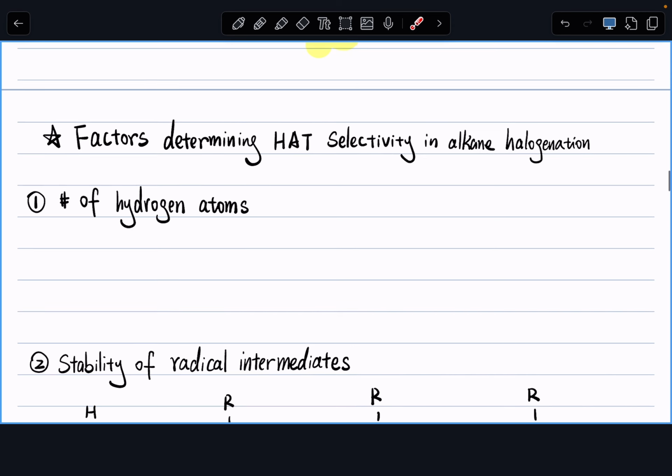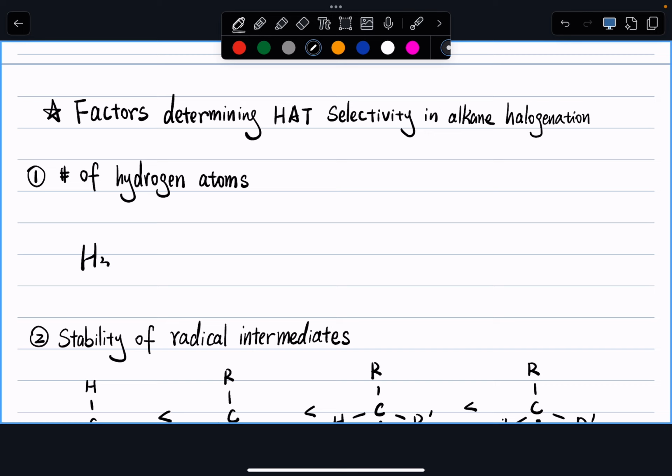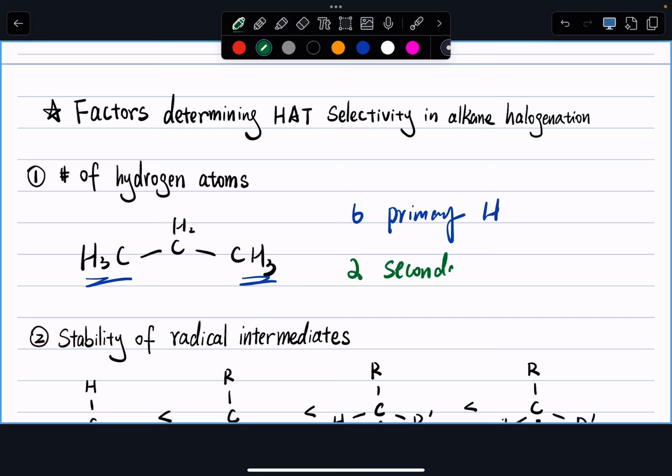There are some things that we already know, right? So first of all, we have the number of hydrogen atoms. We're just going to use propane in our simplistic fashion. So in propane, that's the general structure. What do we have? We have 6 primary hydrogens and 2 secondary hydrogens.